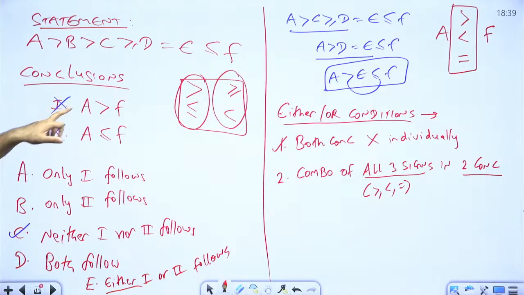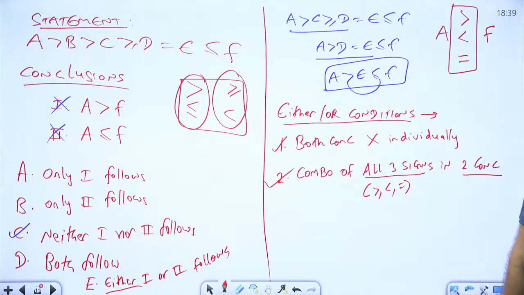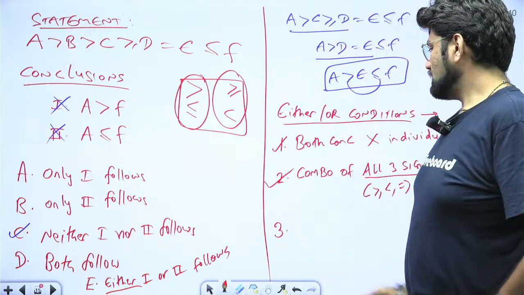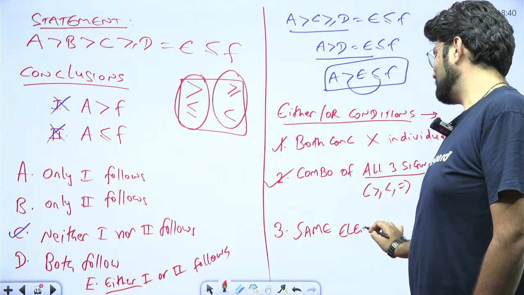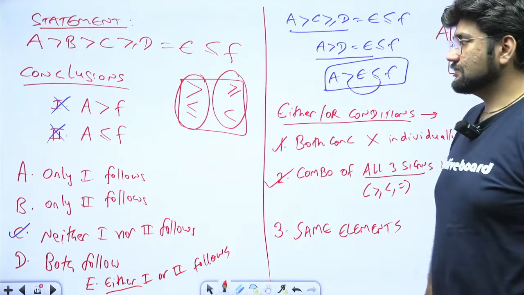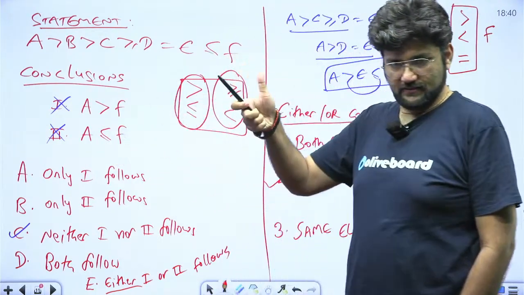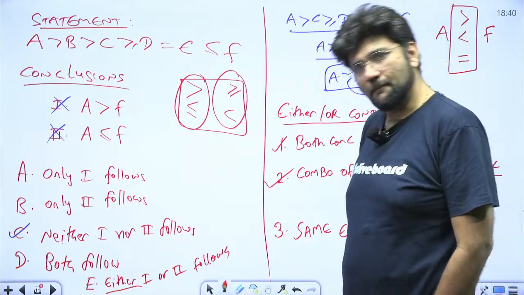So these are the possibilities. So combination of all three signs in two conclusions. Can I see the second condition? Yes. Then we'll move on to the third condition. The third condition says that they should be talking about the same element. So am I talking about the same elements? A, F, A, F? Yes. So if this is satisfied, I will say that either one or two follows. Simple, easy.